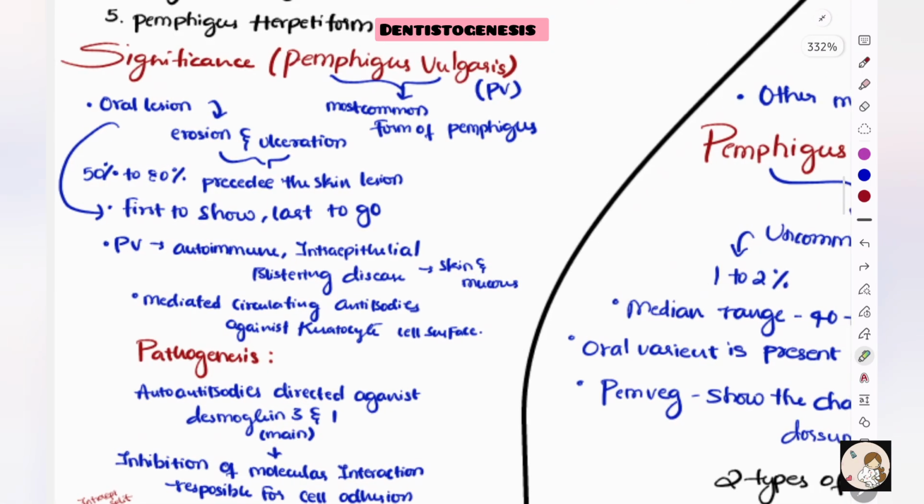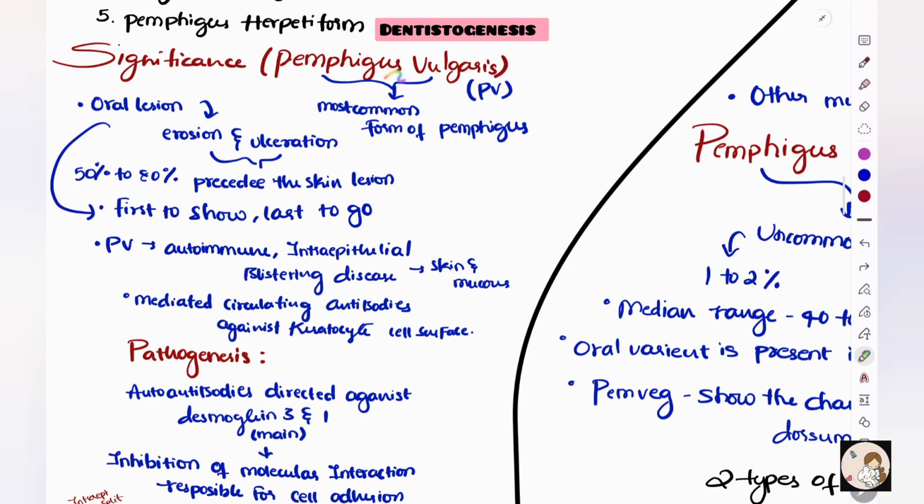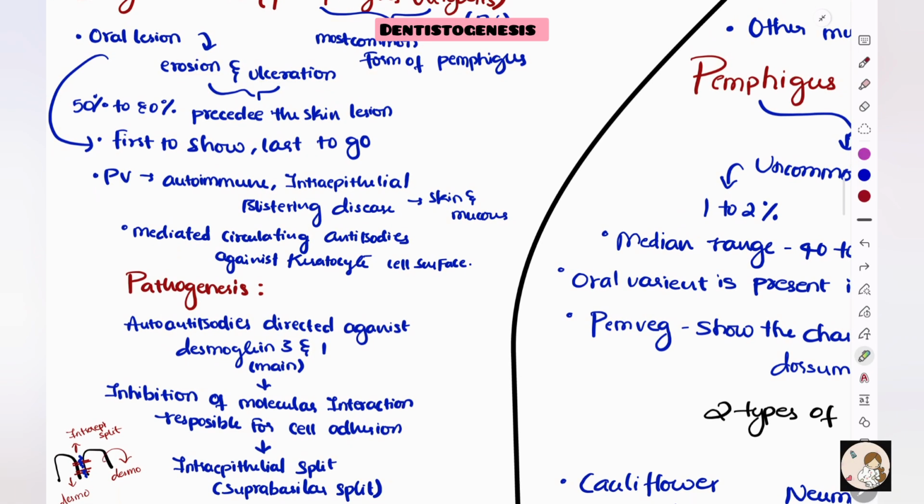Now the significance of pemphigus: as we discussed earlier, pemphigus vulgaris is the most common form of pemphigus, and it is an oral lesion which could cause erosions and ulcerations. In 50% to 80% of cases, the oral lesions precede the skin lesions. First to show and last to go. The oral lesions produced in pemphigus are the first sign of pemphigus and will be the last to go or last to cure after the disease is cured.